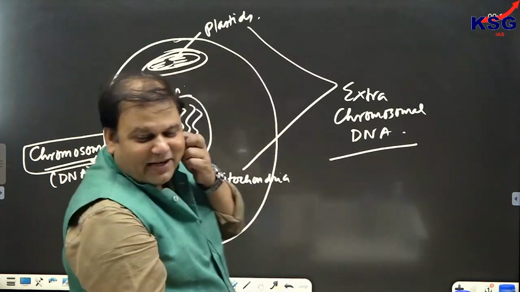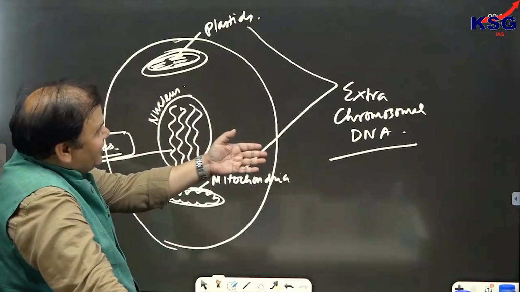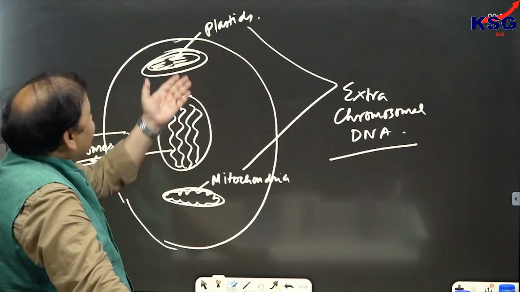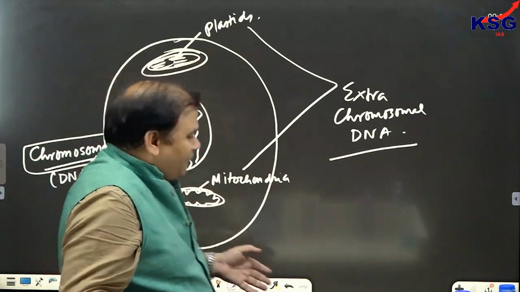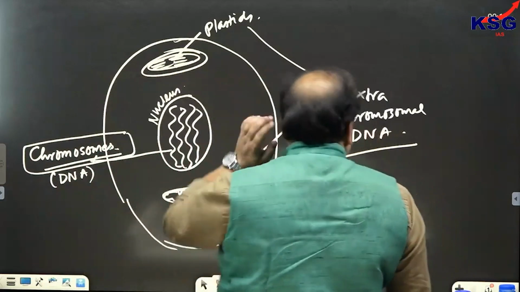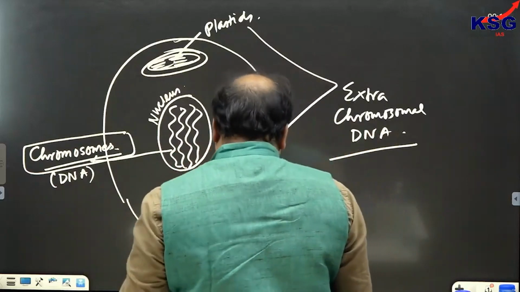Fine. Now this is called what? This is called extra chromosomal DNA, which is present in, obviously we are talking about a generalized cell in which the characteristics of both animal and plant cells are present. So this would be called extra chromosomal DNA.